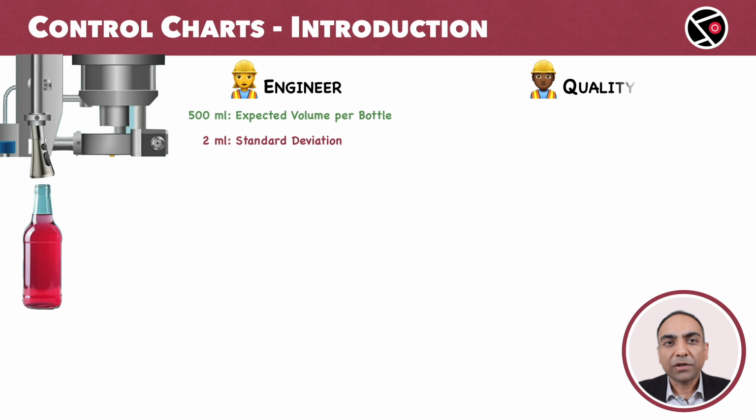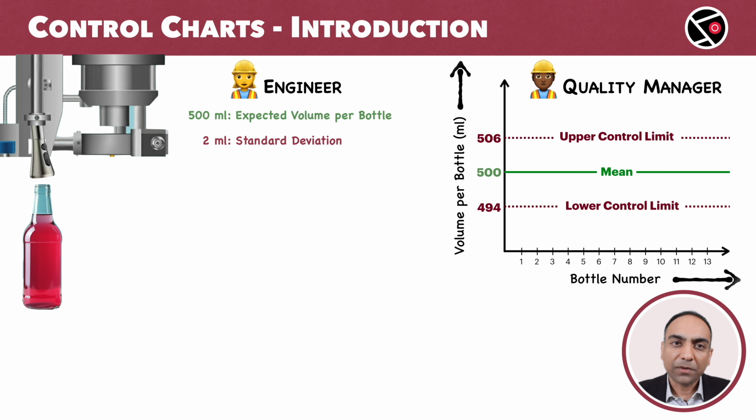The quality manager now looks into these two numbers and quickly comes up with this, a control chart. He intends to use this chart to monitor and control the process of filling the bottles. So we have all this information in front of us. What does it mean and how can we use it? Let me explain. First, the engineer.